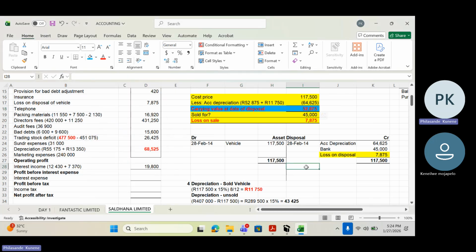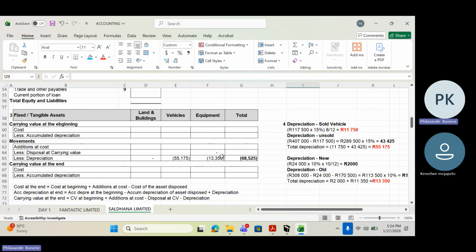Yes, we got this 52,875. But if you want to calculate it using the asset disposal, you're going to take the cost price, which is 117,500, minus this accumulated depreciation. You will still get the 52,875. Can you see that? Yes, so we're going to 52,875. That is going to be the disposal at carrying value for vehicles, minus 52,875. Okay. Was there disposal under land and buildings?